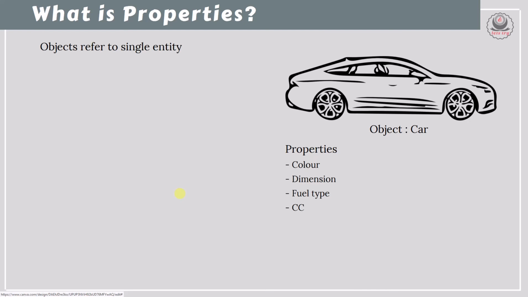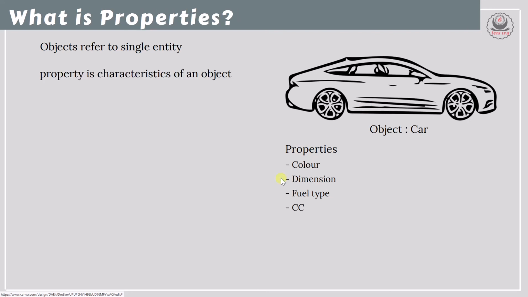Then we will understand what exactly is meant by properties. We understood what an object is, so what are its properties? In this case, the car's color is a property. Dimension is a property. The fuel type of the car is a property. The CC of the car is a property. Different cars have different properties. I took a few examples: different cars have different colors and dimensions. These are basically characteristics of a car. So a property is a characteristic of an object.